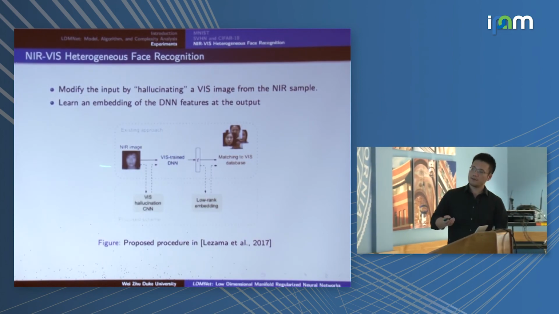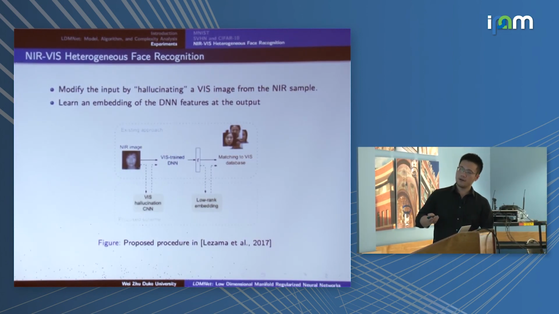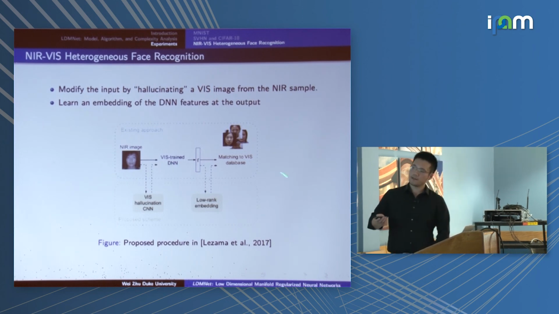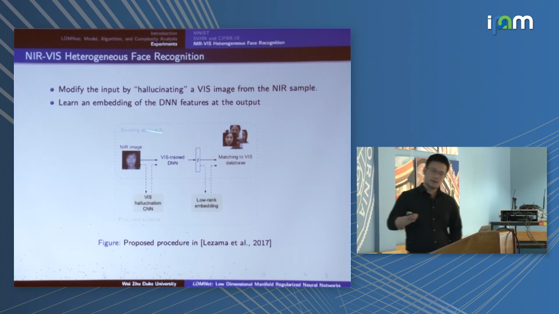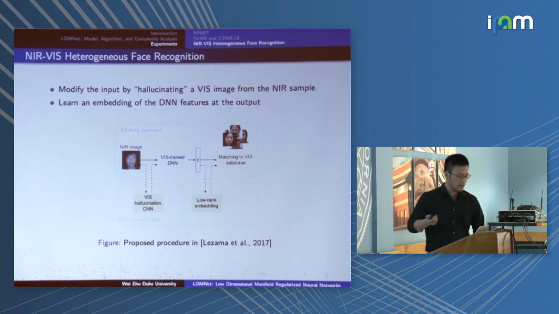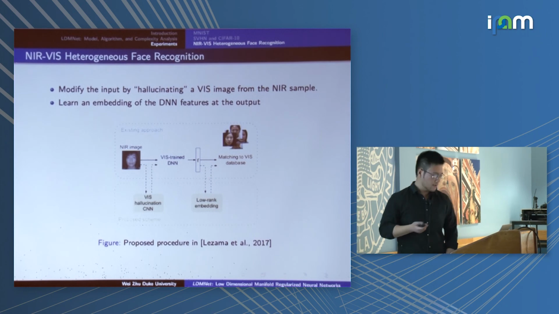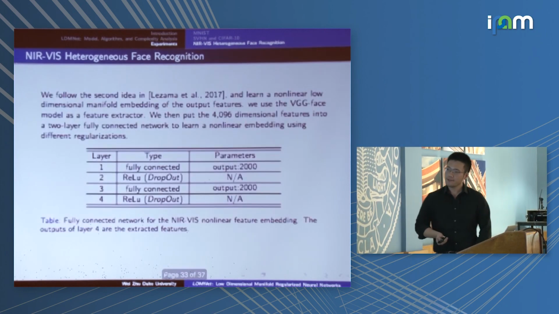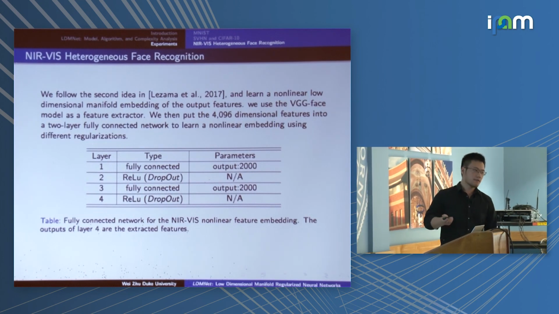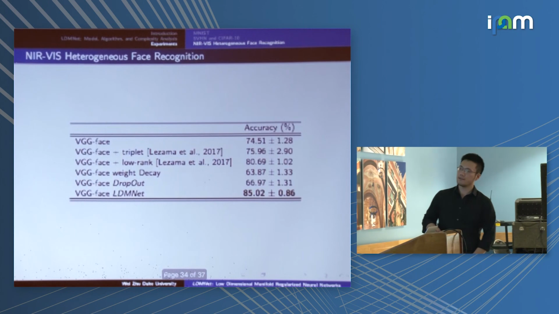So basically, that's what they have done. They modify these two steps. In our work, we are focusing on the second step. So we use the pre-trained DNN on the visible light domain as a black box, and we only need to train a shallow embedding network. Okay, so using a fairly simple structure, just two fully connected layers, let's see the result.